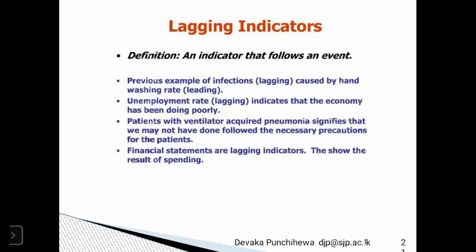Another example: financial statements are lagging indicators. They show results of spending, right? If you take a financial statement, that statement itself is a lagging indicator. It shows us how we have spent over the last year or so, right? When it comes to lagging indicators, we simply can't control them. But leading indicators we can control, we can change, we can increase, we can decrease, right?